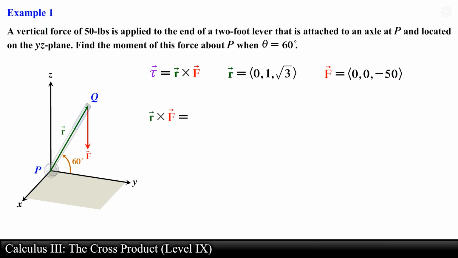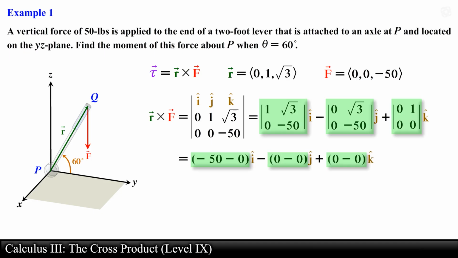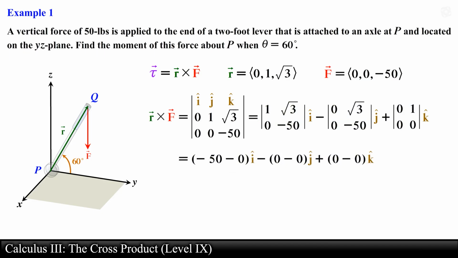Now that we have the components of both the position and force vector, let's go ahead and find the moment or torque about point P. We start by setting up our determinant as follows. Next, we go ahead and find the minors of the matrix. From here, it is just a matter of computing the determinant of each 2x2 matrix. Doing that, we obtain the following components for the moment. So the torque vector will point in the negative x direction and will have a magnitude equal to 50 foot-pounds.